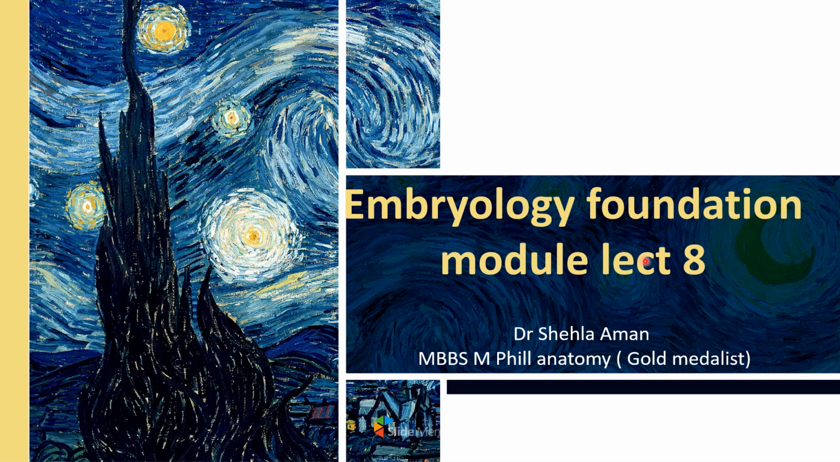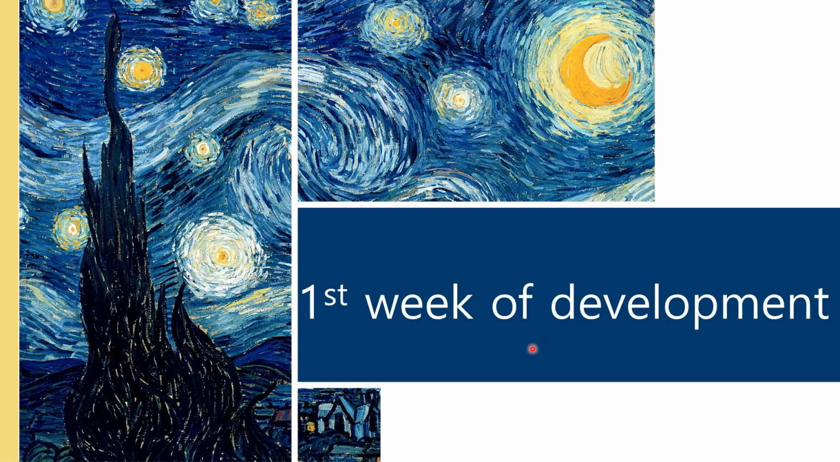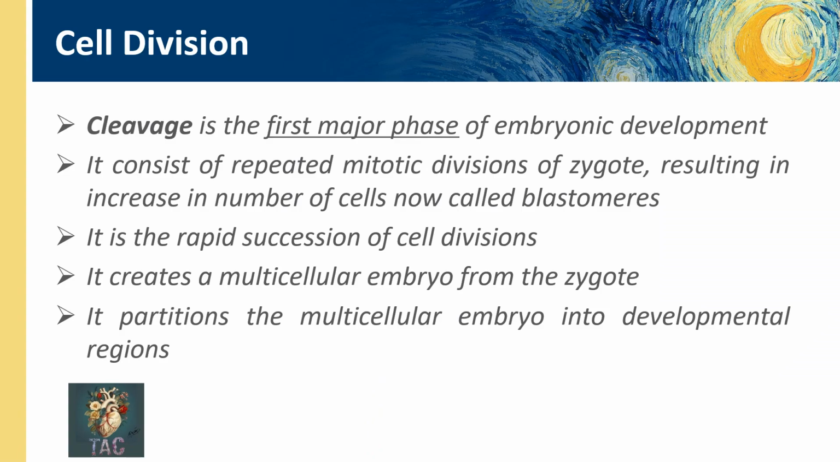Today in Embryology Foundation module lecture 8 we are going to discuss the first week of development. So, in the first week of development, cleavage is the first major phase of embryonic development. It consists of repeated mitotic divisions of the zygote, resulting in an increase in the number of cells, now called the blastomeres. So there is a rapid succession of cell divisions, and it creates a multicellular embryo from the zygote.